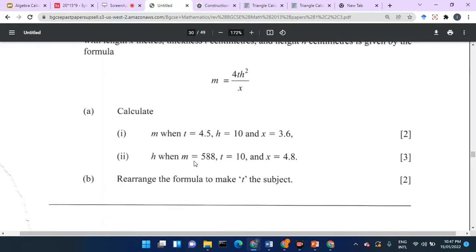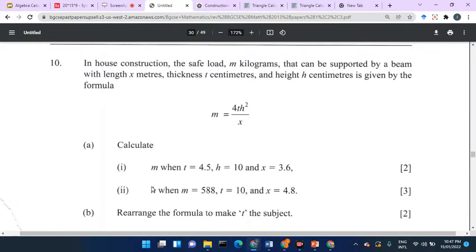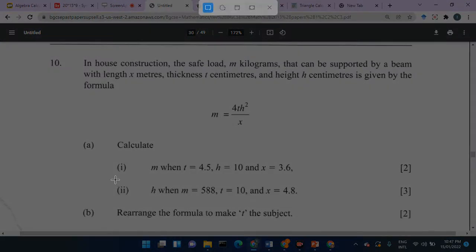Now we have part two. They're saying, if you know that M is 588, if you know that T is 10, and if you know that X is 4.8, then tell me what is going to be H, the height. If you know the safe load, the thickness, and the length, then tell me what would be the height. That's what this question is asking us to determine.